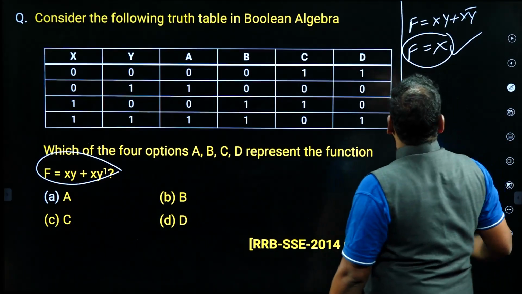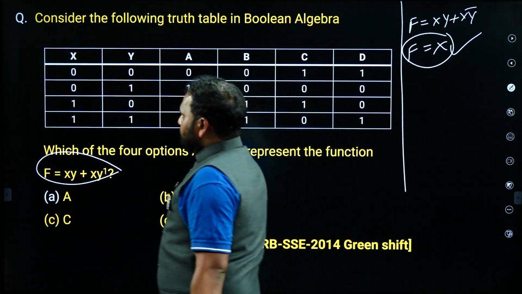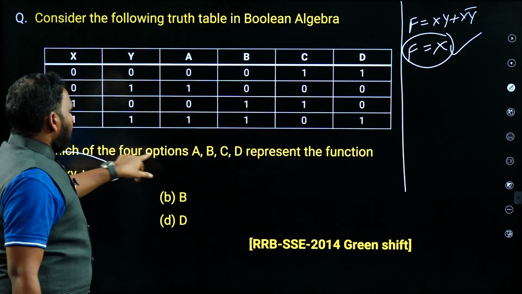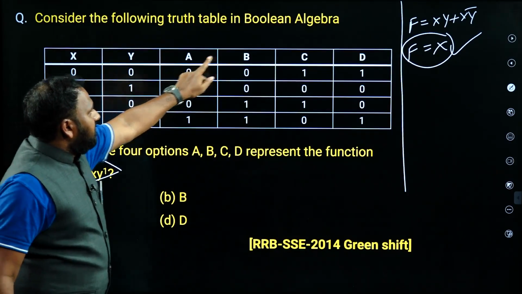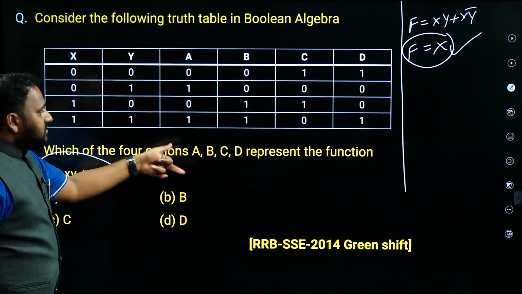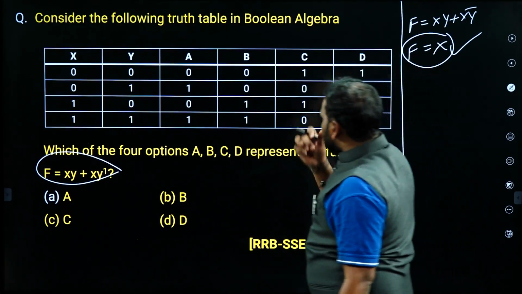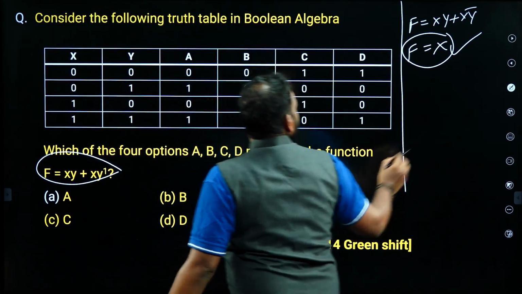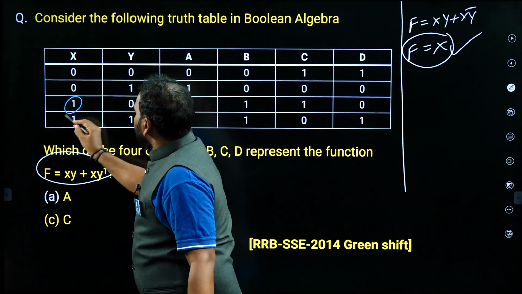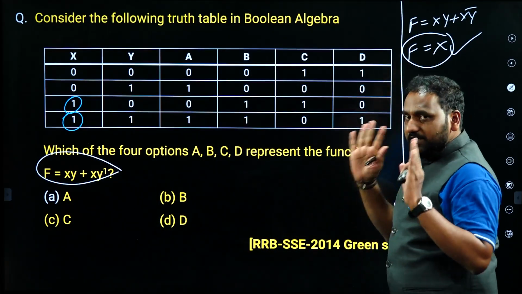What does it mean? Whenever x value is 1, output should be 1. So you see the question, consider the truth table here. Which of the following options A, B, C, D represents the function? This function is actually f equal to x. So whenever x value is 1, f value also should be 1. That means output value should be 1.